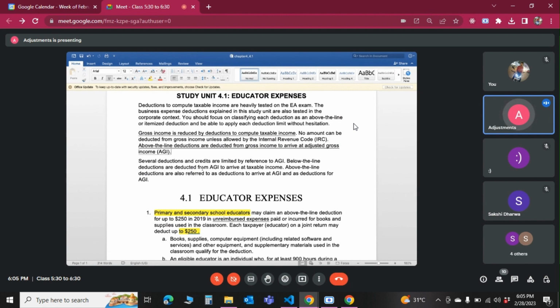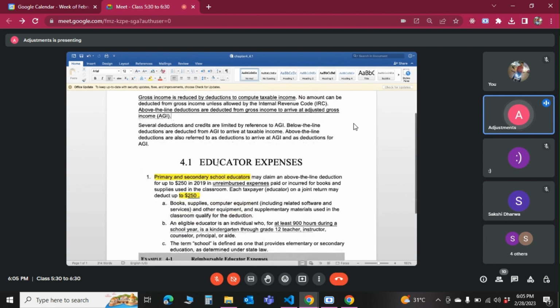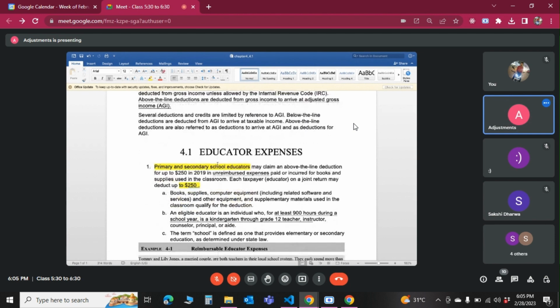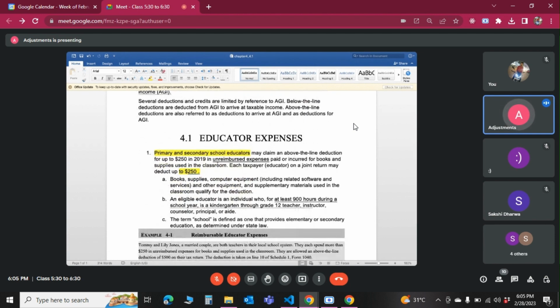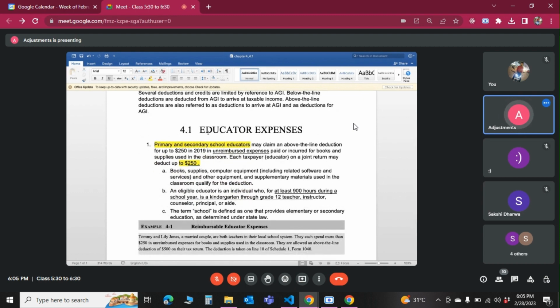The first one is educator expenses. These are usually for teachers, and it's not a very general category, not like everybody is going to get it. This is a relief given to primary and secondary school educators. Teaching is a very noble profession, and there has to be some benefits. There are certain social merit decisions that the IRS takes, and they're saying that if you are a teacher, we're going to give you certain more benefits.